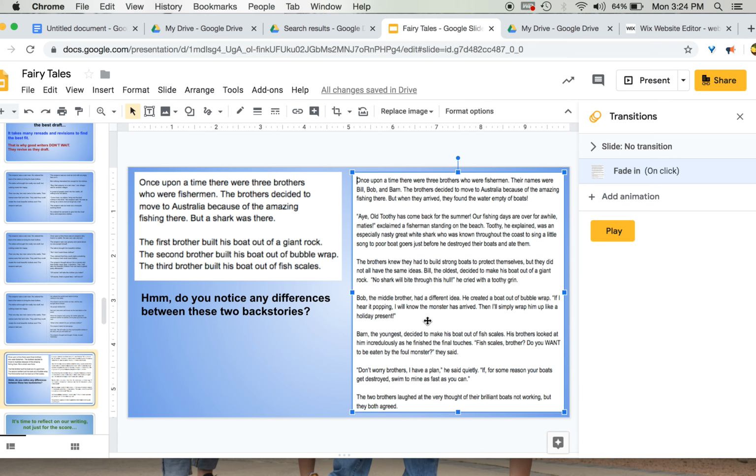So, do you notice any differences between these two backstories? Writers, I wonder which one you would sink your teeth into, right? Hopefully you've learned a little bit about elaboration, adding more detail, and again, making your story breathe the words off the page into life.